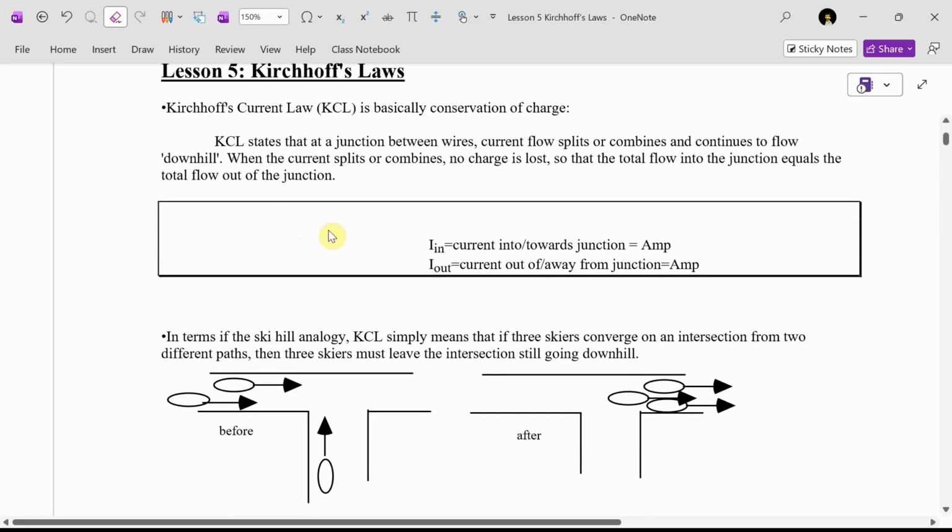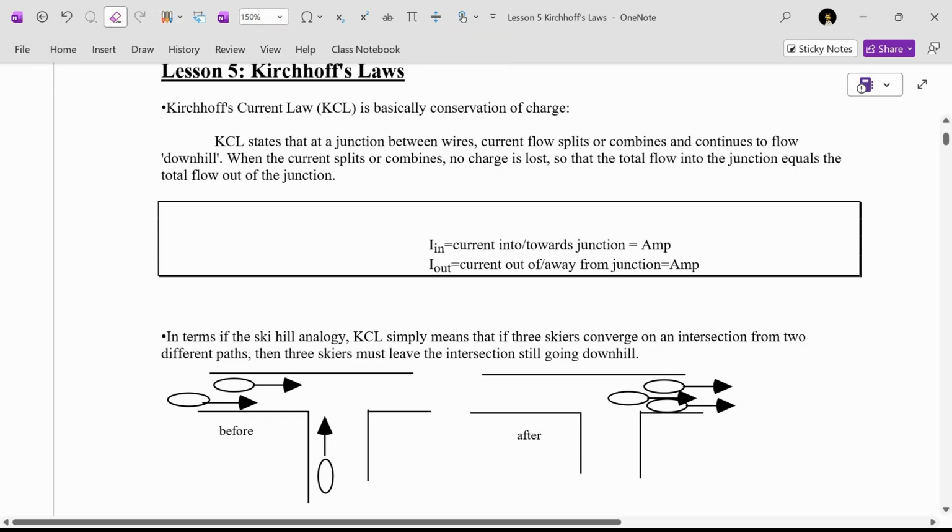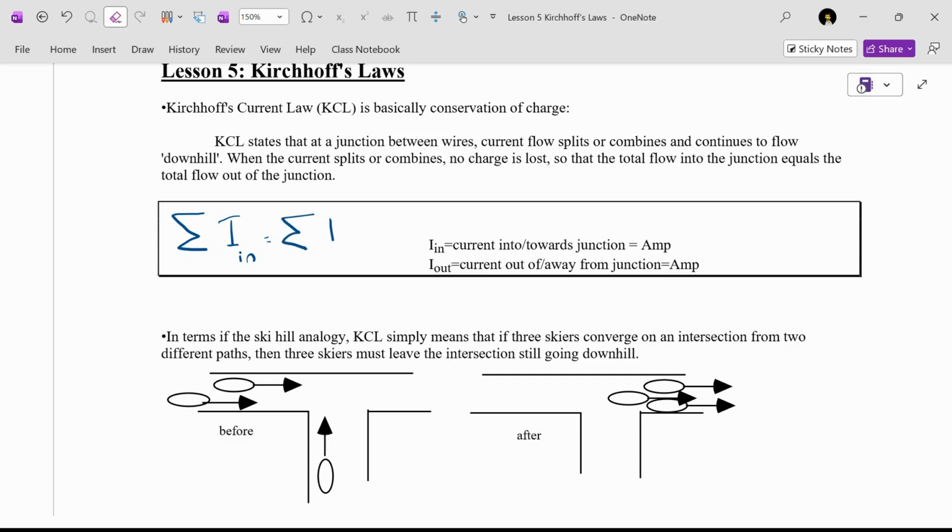I'm going to give you the mathematical version of it first, but I'm going to give you the more intuitive version. The mathematical version says this: the total, the symbol for total is the summation symbol. Current in has to equal the total current out. The sum of all the currents coming in has to equal the sum of all the currents coming out.